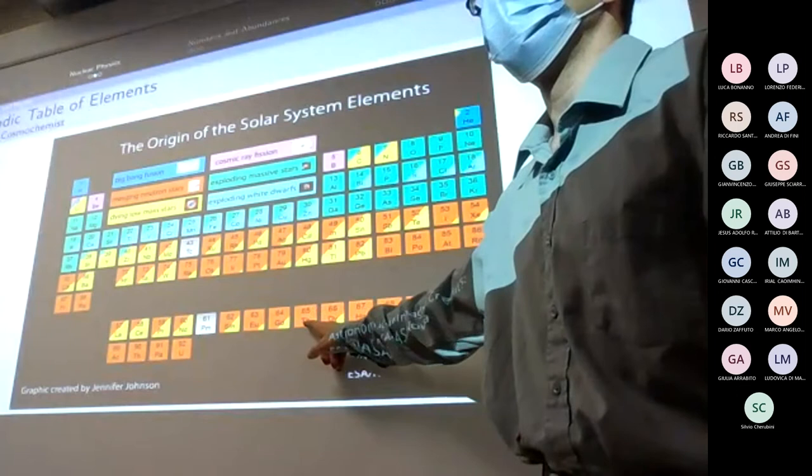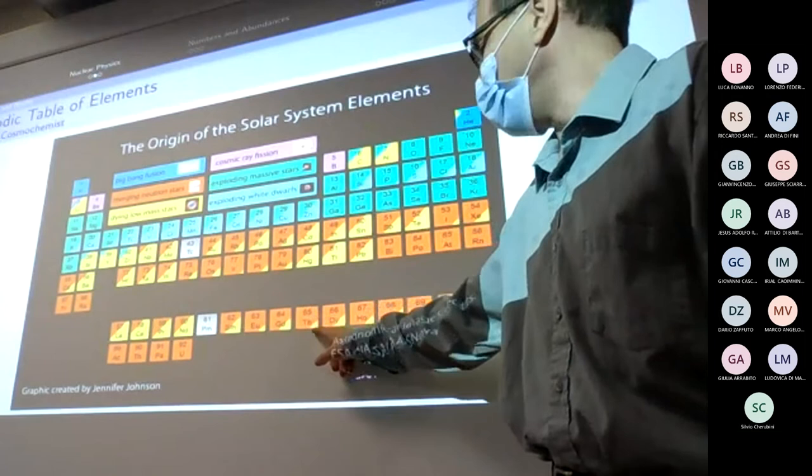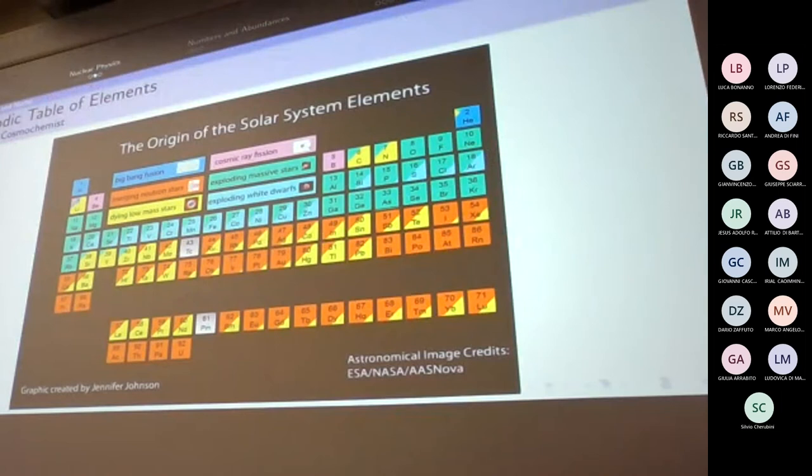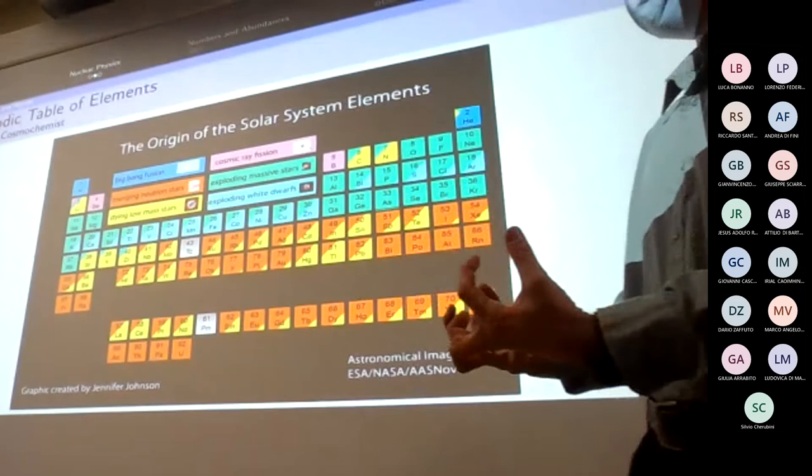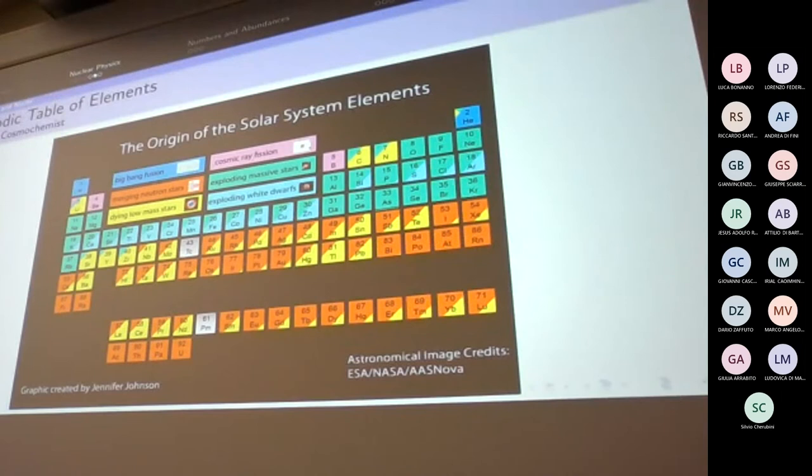So terbium, for example, we think for the most part was formed in merging neutron stars, and we're getting closer and closer to the answer. But maybe it might have been formed in supernovae, large massive stars that exploded. And the question really is how much terbium in the universe came from neutron stars? How much terbium came from exploding stars?